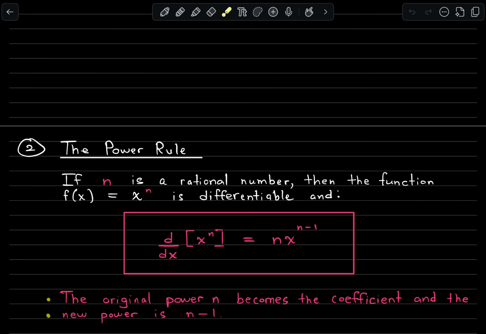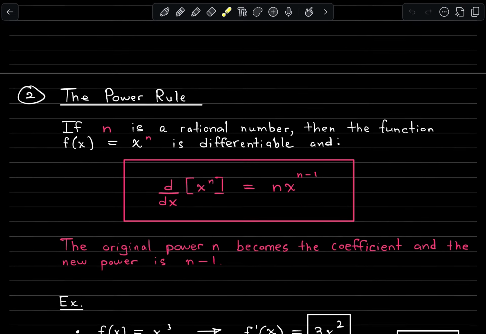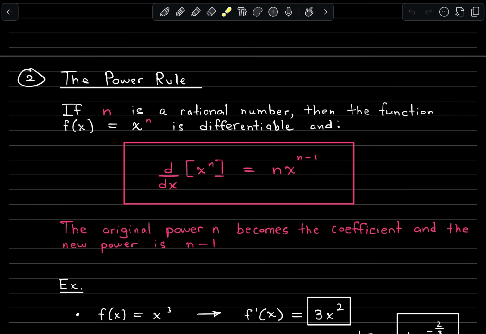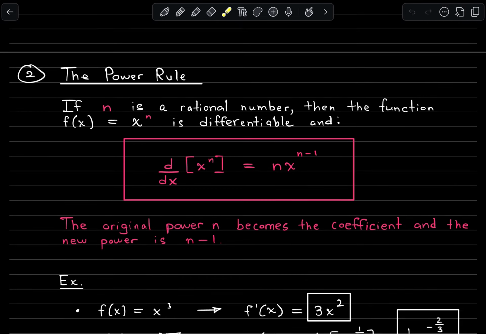That's exactly what we have said here. So for example, let's suppose we had f of x is equal to x to the third power. That 3 is going to come down and multiply by x, and then in the exponent we're going to subtract a 1. So 3 minus 1 becomes x squared.